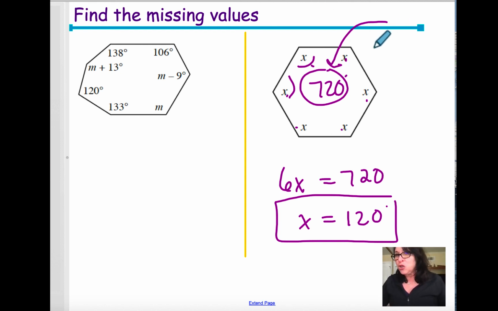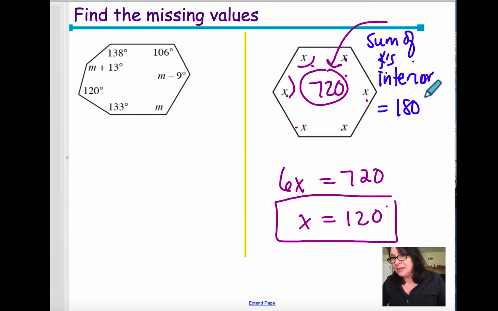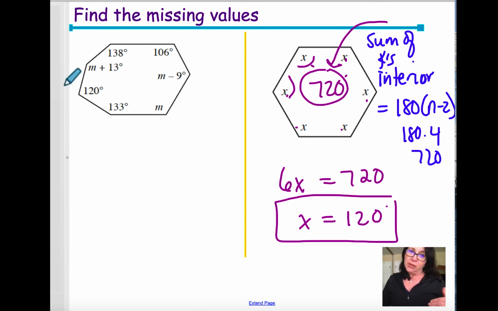let's just say you would find the sum. Remember the formula? The sum of the interior angles is equal to 180 times n minus 2. That's the formula. So you would go 180 times 6 minus 2, which is 4. So 4 times 180 is 720, and that's where that came from. For this problem here, you would just add all the way around.